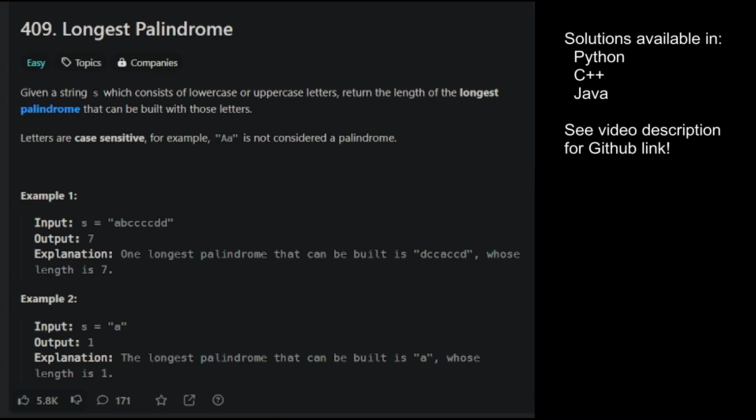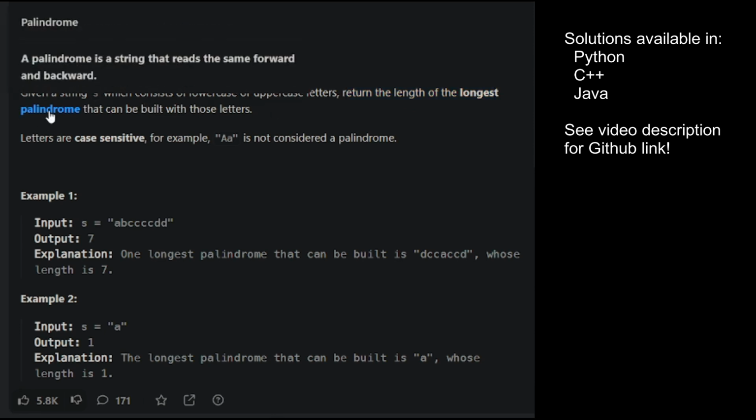Today's problem is longest palindrome. It's an easy problem. Given a string S which consists of lowercase and uppercase letters, return the length of the longest palindrome that can be built with these letters. A palindrome, if you don't know, is a string that reads the same backwards and forwards.